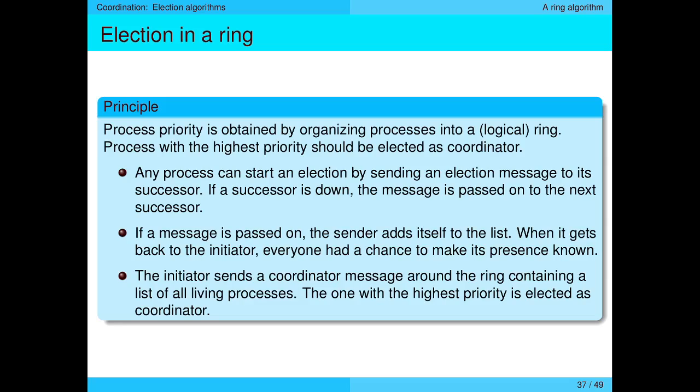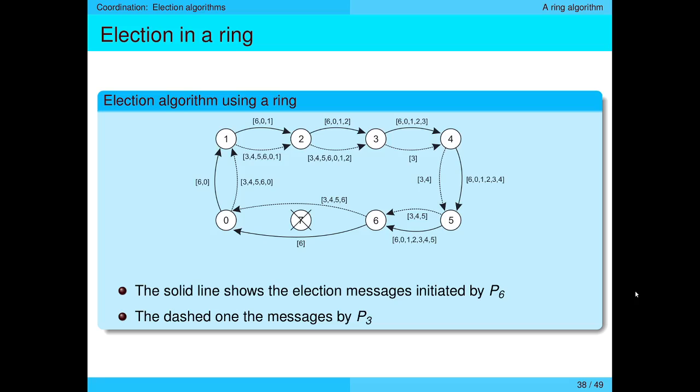So everyone lists its name in the list, saying I am present. The initiator now sends a coordinator message around the ring containing a list of all living processes. The one with the highest priority is elected as coordinator. Suppose here they have initiated. It can be initiated by anyone. Here suppose 6 has initiated, and 3 has also initiated.